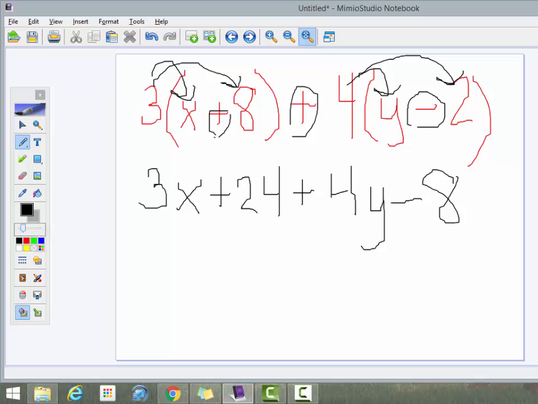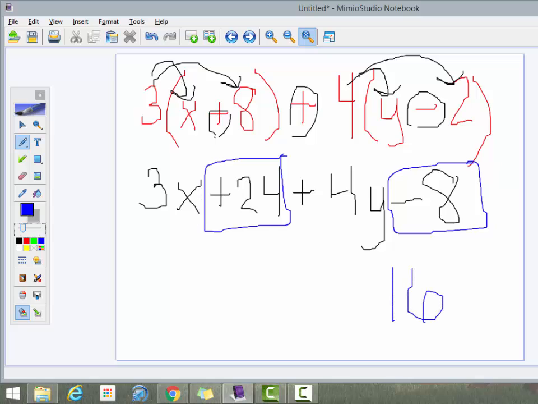Hopefully this looks like the problem before with 4 terms, and now I'm going to combine like terms. Last time I was able to combine x's with x's, but unfortunately this problem has an x as one variable and a y as another. They are not like terms, so I cannot combine those. However, I can combine the whole numbers. So I'm going to box like terms and read that from left to right. 24 take away 8 is going to result in 16.